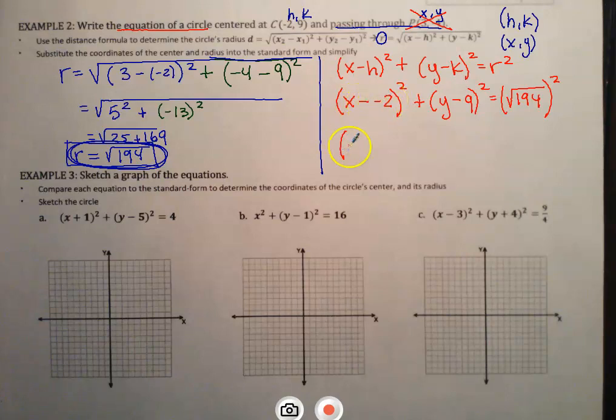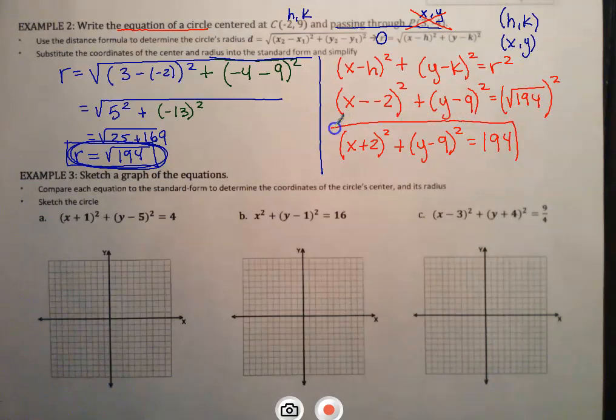X minus -2 is the same thing as x plus 2 squared. Y minus 9, we cannot simplify, so we're going to leave it as y minus 9 squared equals, now here comes the fun part. The square root of 194 squared is simply 194. There was no reason to simplify this radius over here when we got this, because we're just going to turn around and square it over here.